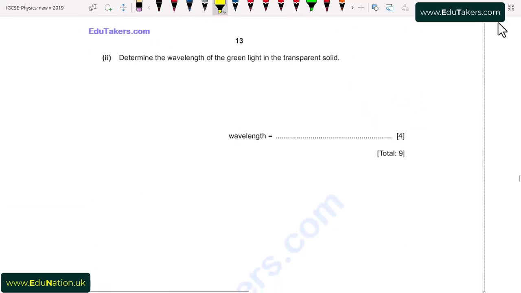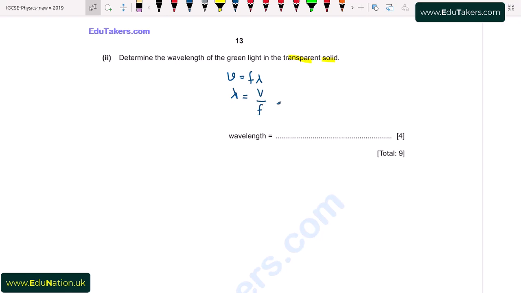Part 2. Determine the wavelength of the green light in the transparent solid. Here we have to find out the wavelength of the green light in a medium that is the transparent solid. We know that v is equal to f lambda, where v is the speed, f is frequency and lambda is wavelength. We have to calculate lambda. It will be equal to v over f.